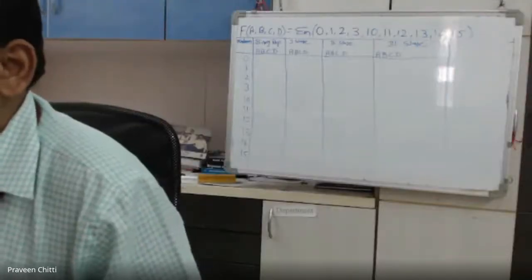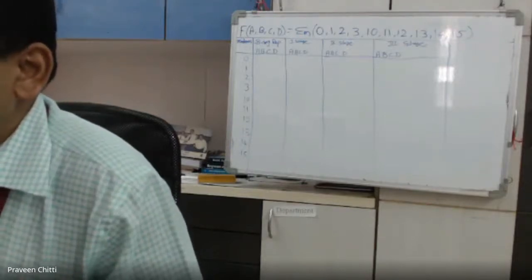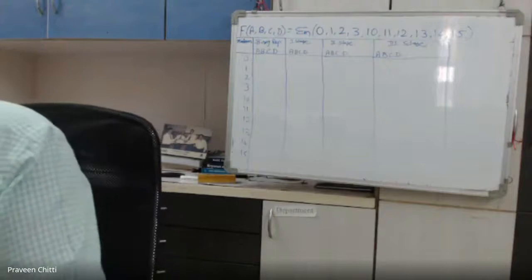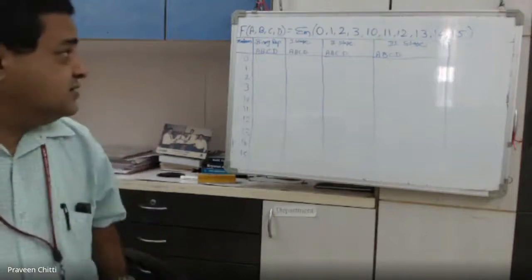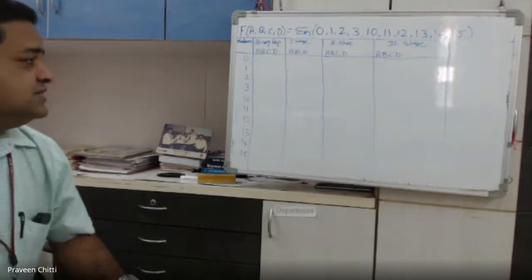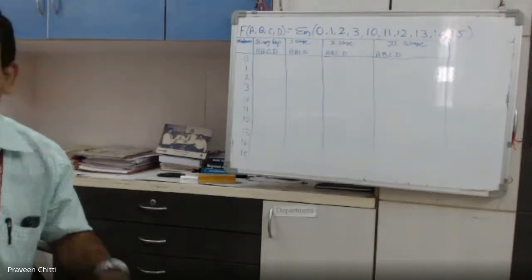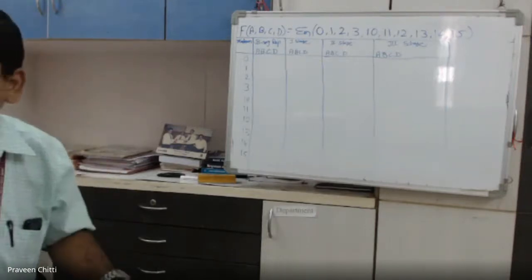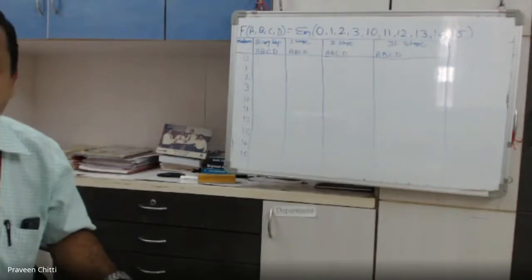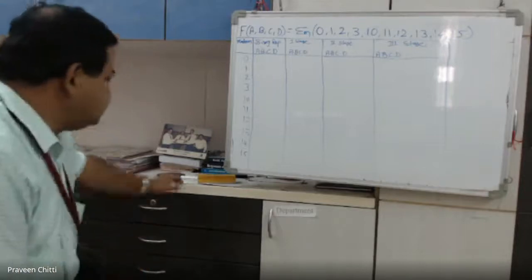Okay, we'll start with the next example on the Quine-McCluskey method. All of you take down this example, which is there on the board, right? f(a, b, c, d) = sigma m(0, 1, 2, 3, 10, 11, 12, 13, 14, 15). All of you take down this example and start solving. And someone should help me in solving it on the board.